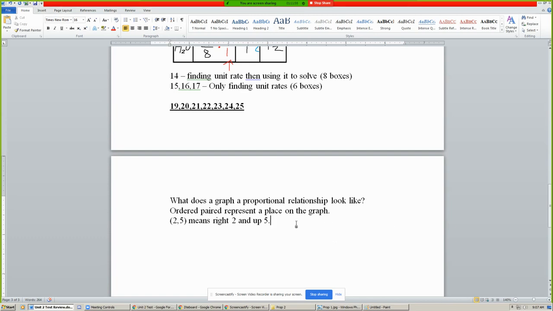Okay, and remember, to find the constant of proportionality on a graph without a 1 showing, divide any y by x.